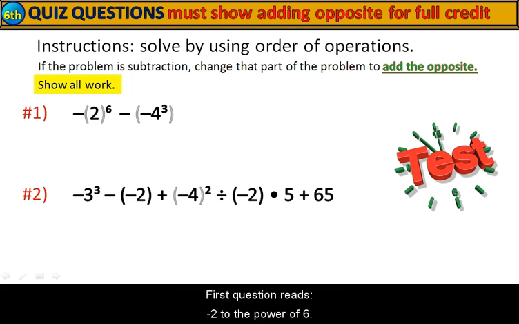The first question reads, negative 2 to the power of 6 minus negative 4 to the power of 3. Question 2 reads, negative 3 to the power of 3 minus negative 2 plus negative 4 to the power of 2 divided by negative 2 times 5 plus 65.